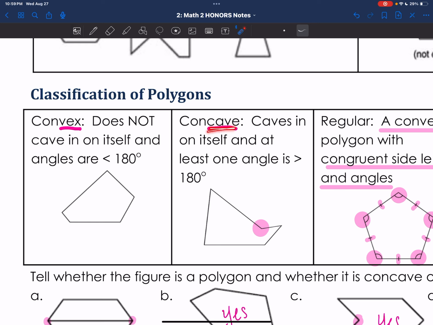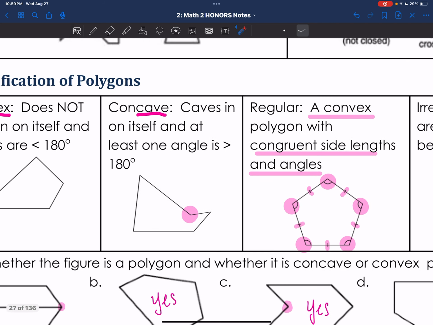Then you have concave. If something caves in, like right there, it goes in. So it caves in on itself, and at least one angle is greater than 180. If you look there, that's a pretty big angle, greater than 180 degrees.